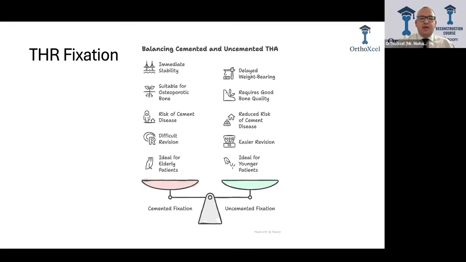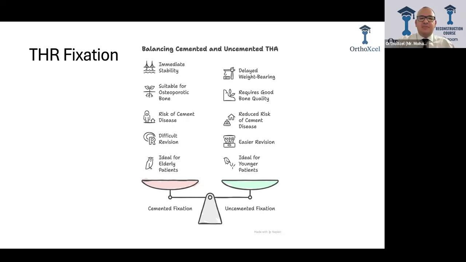There is no preference for one over the other, but you have the choice to do that based on a lot of factors: based on what you trained on, based on the patient factors, how is the bone quality, and what implant you are using or are familiar with, because every implant has a way of fixation. What if I opt to do a cemented fixation?